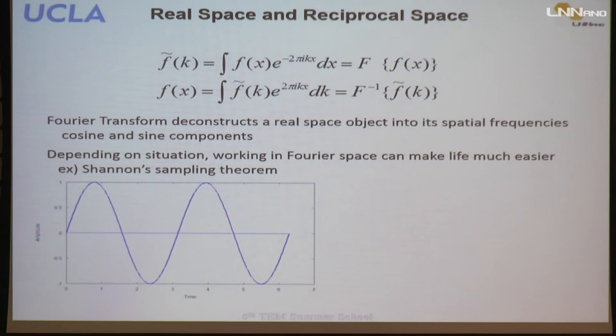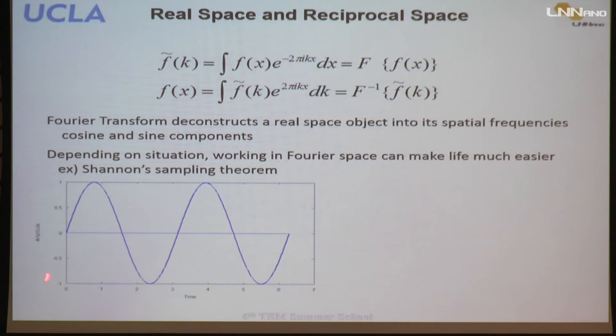But actually Shannon figured out that if the signal is band limited, if the Fourier frequencies are limited within a limited bandwidth, then finite sampling can send this signal without any error. So this can be sent with only finite sampling, without loss of information. That's the Shannon sampling theorem.